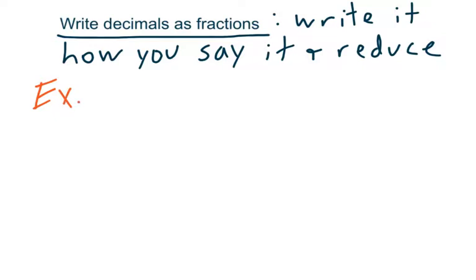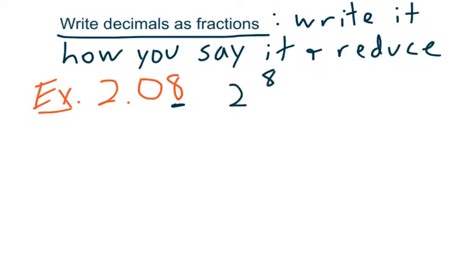The correct way to say 2.08 is not 2.08. It would be 2 and, look at where that place value is. This is tenths and then hundredths. So it would be 2 and 8 hundredths, because the last digit is in the hundredths spot. So 2 and 8 over 100.